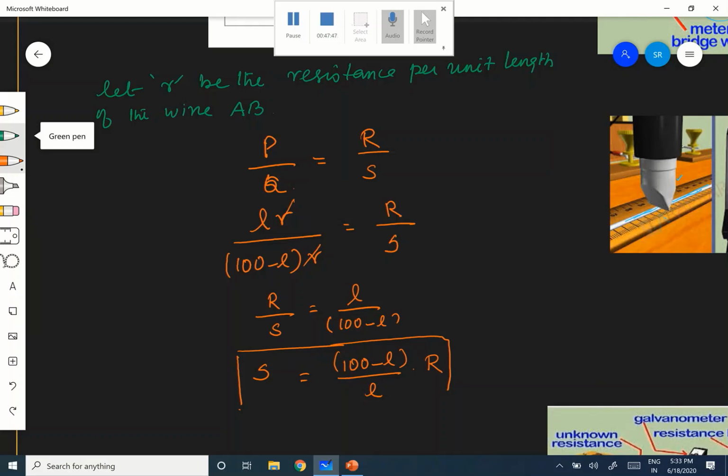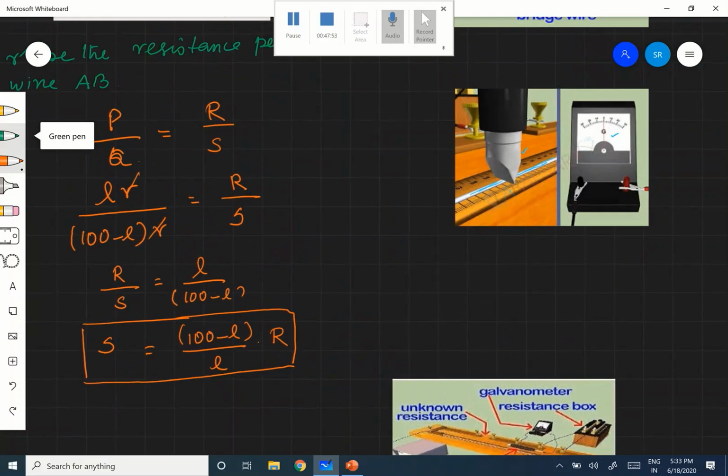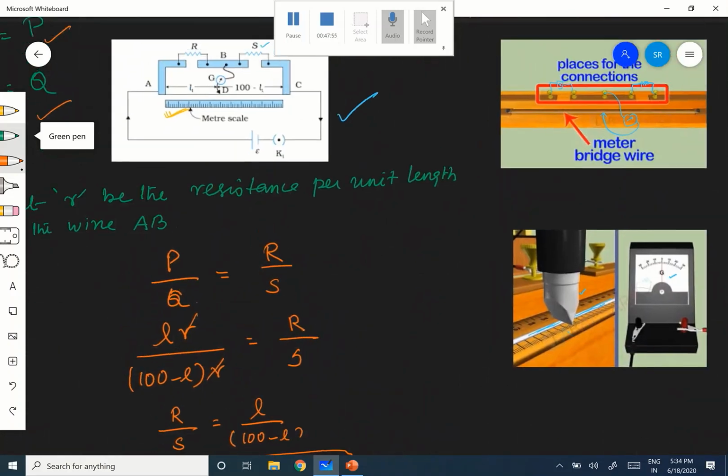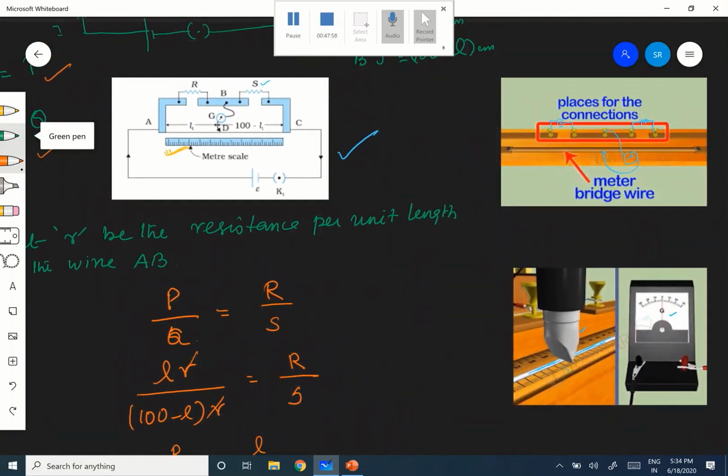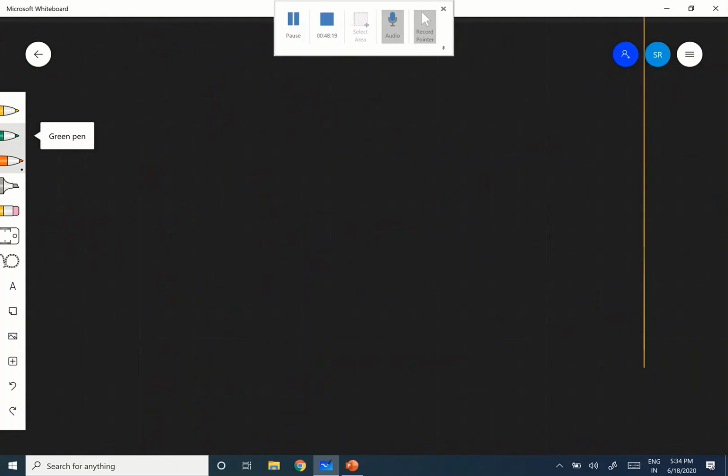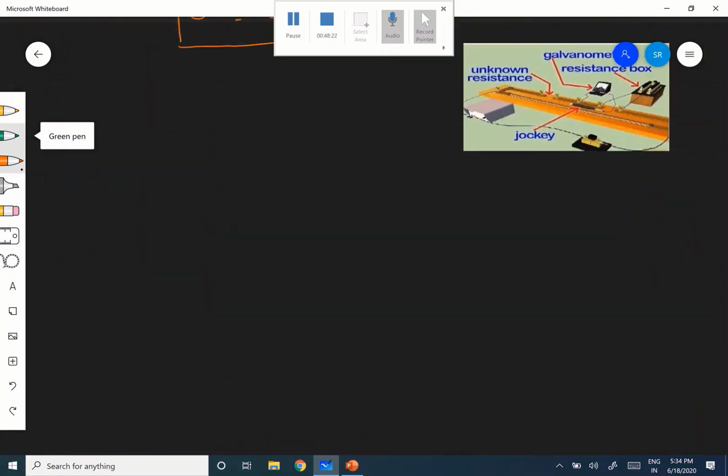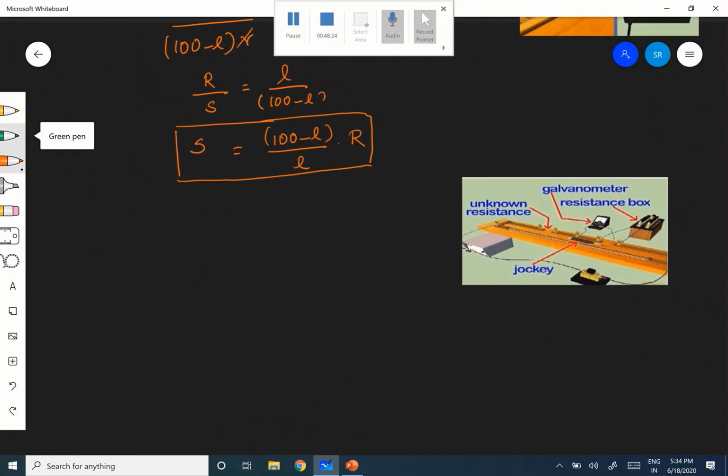Here I want to tell you one thing: where the unknown resistance is placed matters. There are two gaps, the left gap and the right gap. When the unknown resistance is in the right gap, we get the relation S is equal to (100 minus L) by L into R. That is the relation.